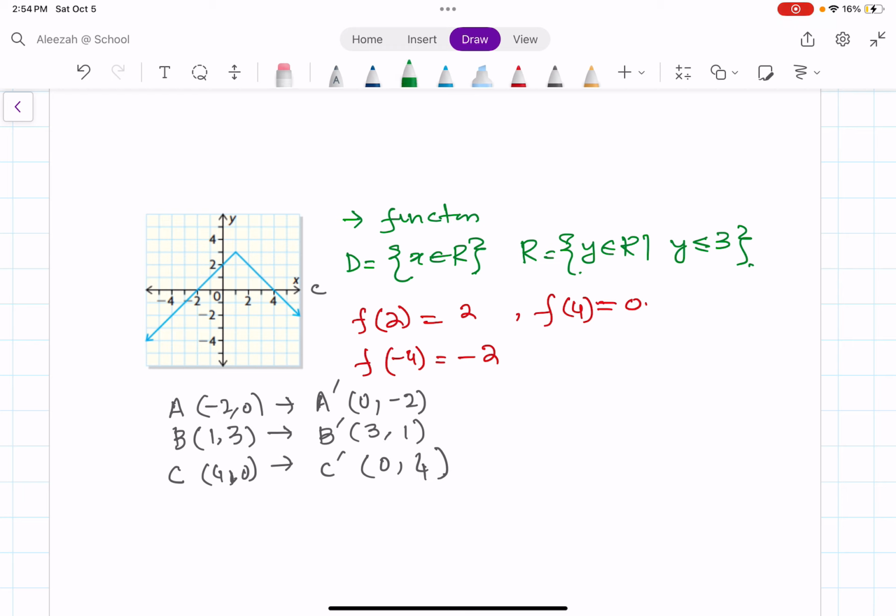So when I plot these points, A prime is when x is 0, y is negative 2. So that's the point. B prime is when x is 3, y is 1. That's the point. When x is 0, y is 4. So that's the point, right? So when I graph it, you can graph it like that. So that is the inverse of that function.